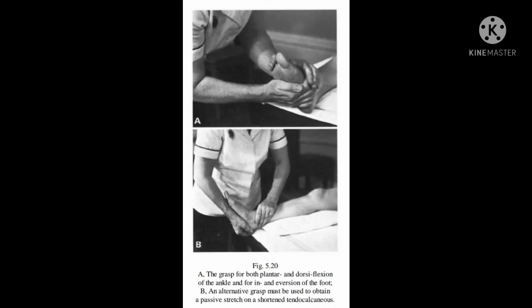To perform foot dorsiflexion, plantar flexion, inversion and eversion, patient position is supine lying. Therapist position standing at the side of the patient at the ankle level. Holding and procedure: therapist's one hand is over the plantar aspect of the foot and the other hand is over the dorsal aspect of the foot. Now perform the foot dorsiflexion, plantar flexion, eversion and inversion.